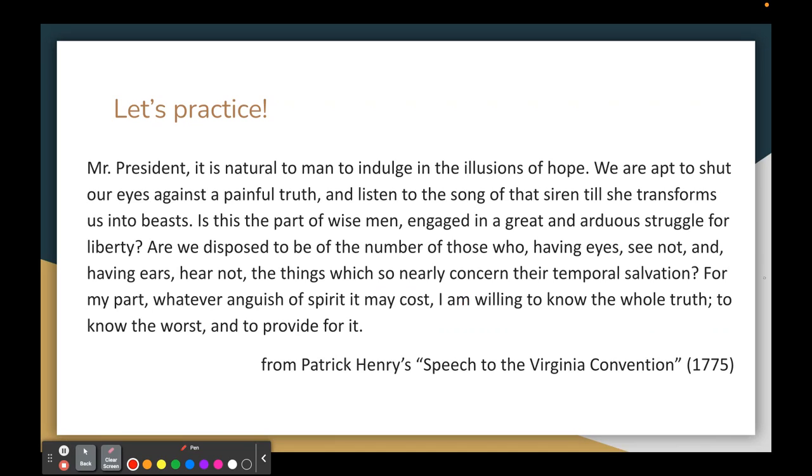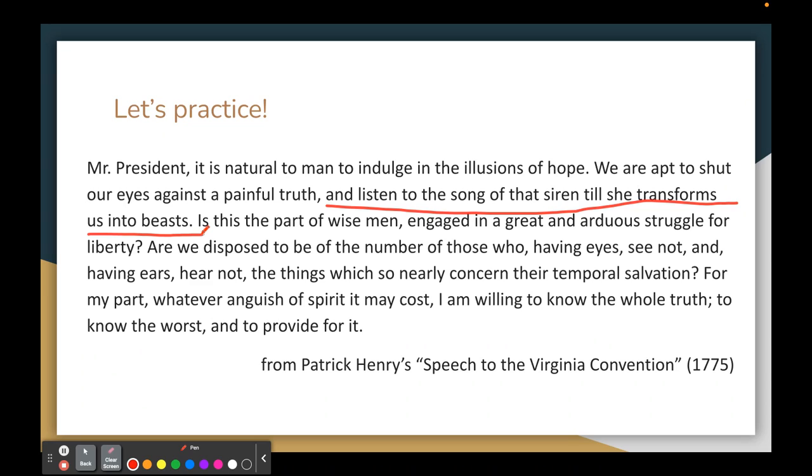All right, did you catch the allusion here? We have a reference to the Song of the Siren in line 2. I kind of alluded to the siren song earlier, but we have, "and listen to the song of that siren till she transforms us into beasts." That's actually two separate allusions, and we'll break these down together.